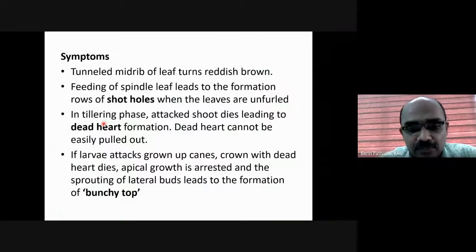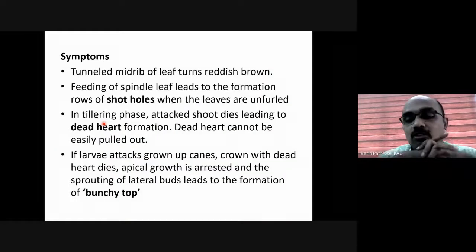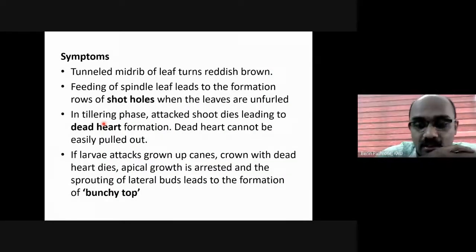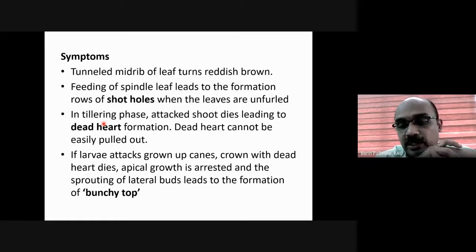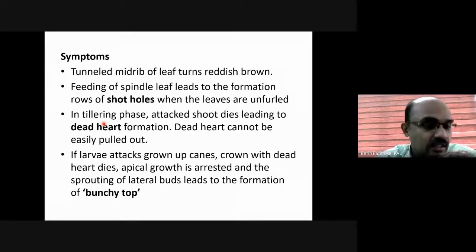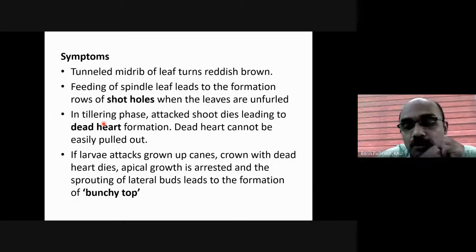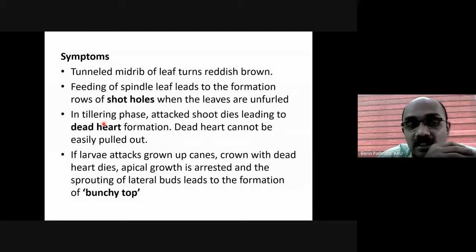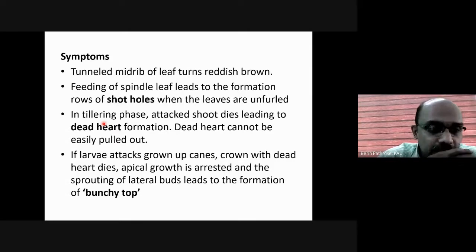Then Deepti teacher will take the pest of banana, and there you can understand more, where we have a typical pest which causes damage like this. So this row of short holes appears when the leaf unfurls, because of the damage caused by the larvae before the opening of the spindle leaf.